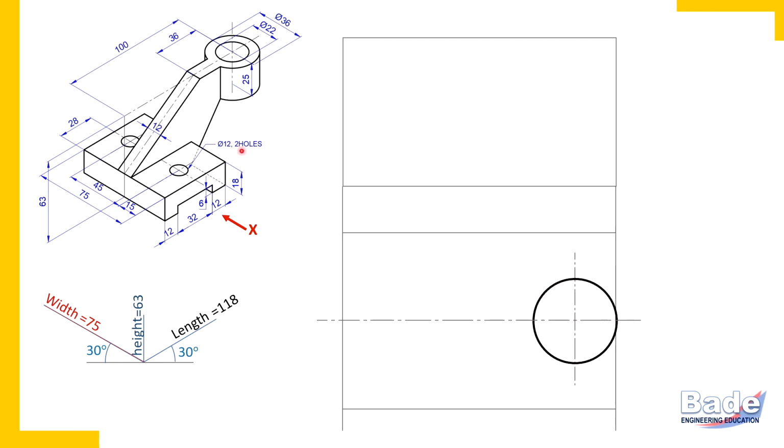It's a hollow cylinder. So there is a circular edge, the opening of the hole. Check the radius, it's 11 millimeters, take it in the compass and draw the circle.